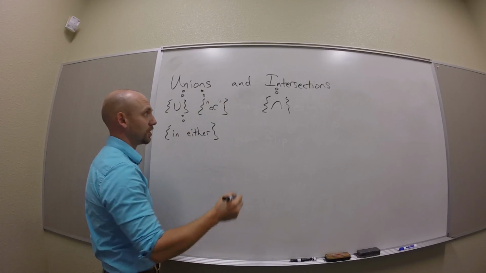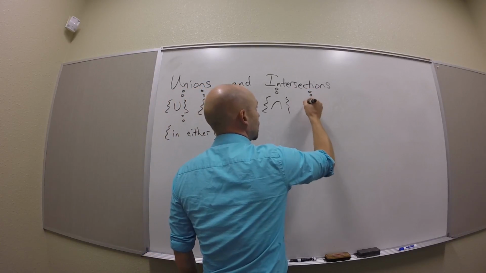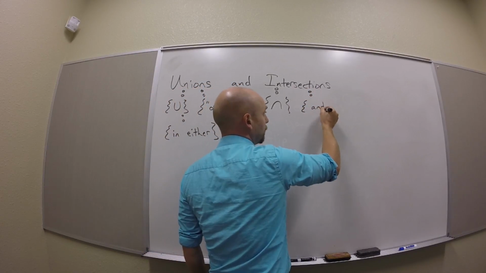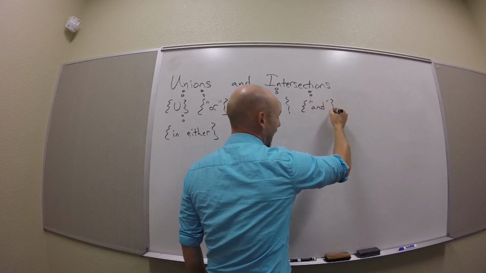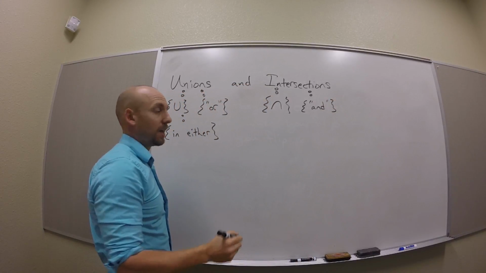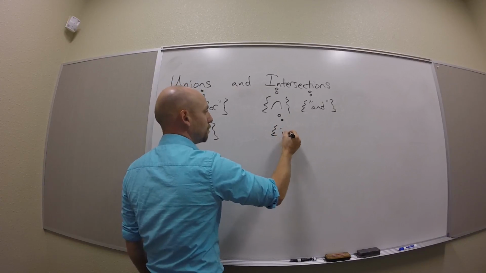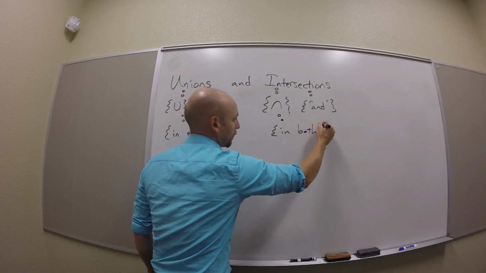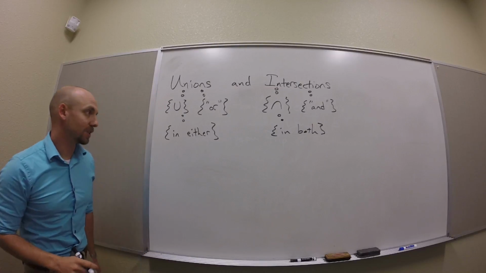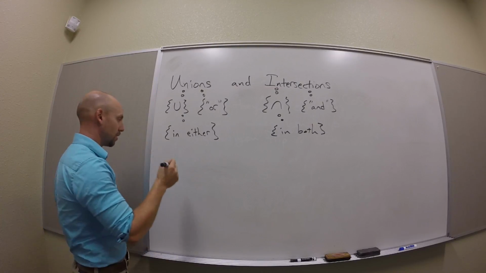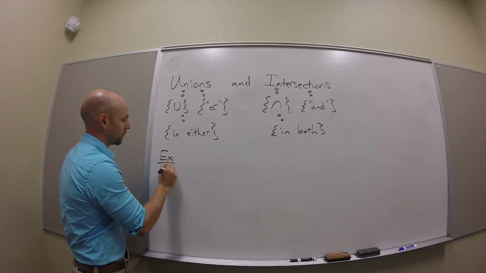And for intersections, we're going to be saying something like and, and really what that means is that we're going to do in both. Okay, now I realize this probably doesn't make any darn sense right now, so let me give you a couple examples.